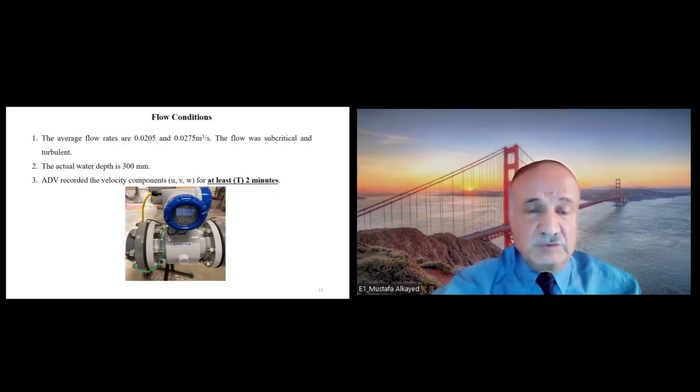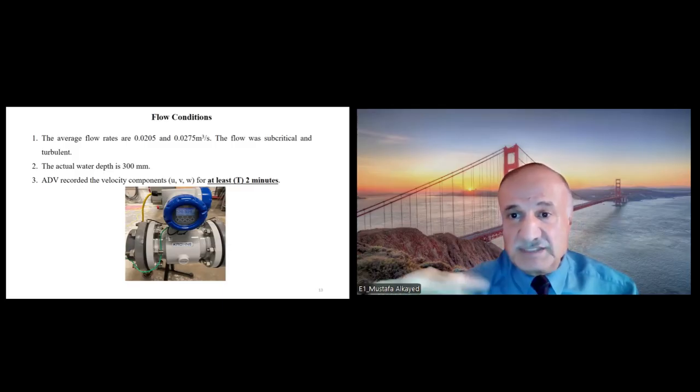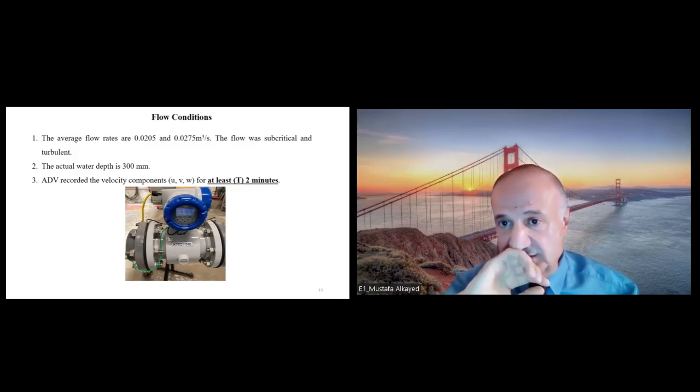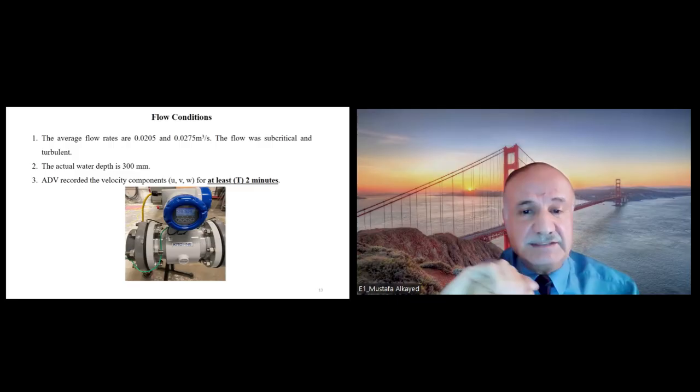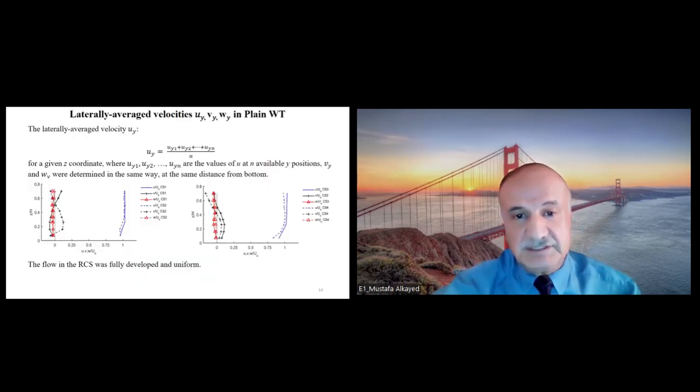Now the flow conditions: the flow rate is between 20.5 and 27.5 liters per second, and we can see the flow was subcritical, which means low velocities going to the warp transition. The depth we fixed at almost 300 millimeters, and the ADV must stay in the position for 2 seconds to measure velocity in 3 dimensions as well as we can.